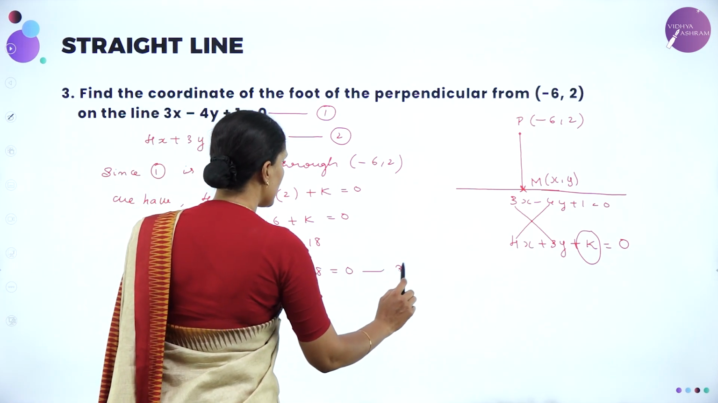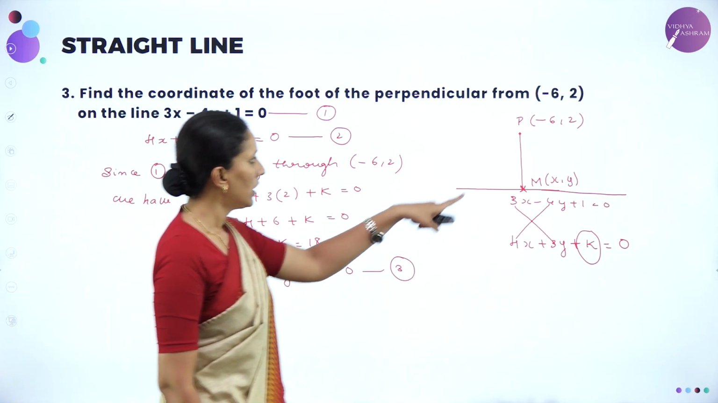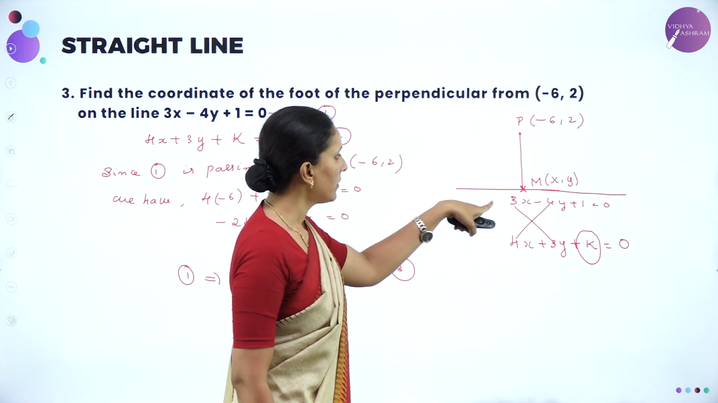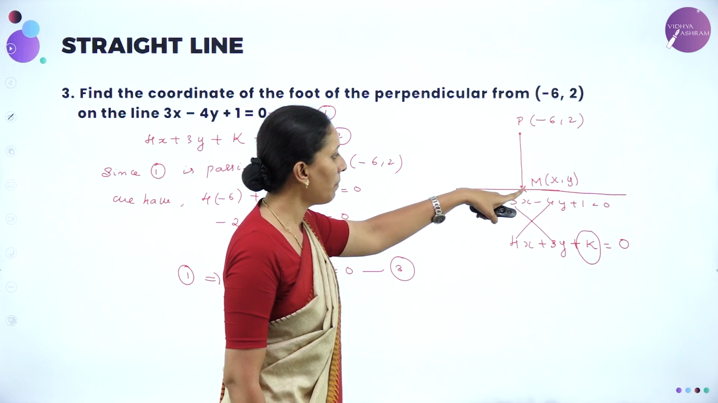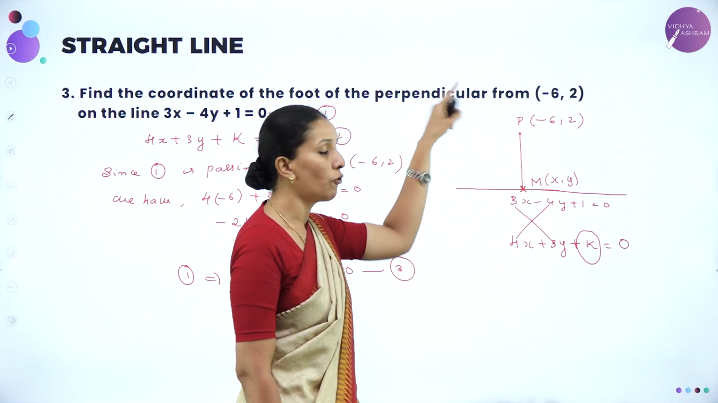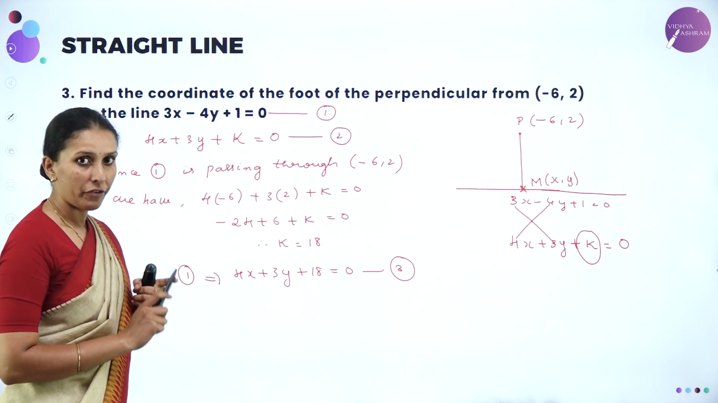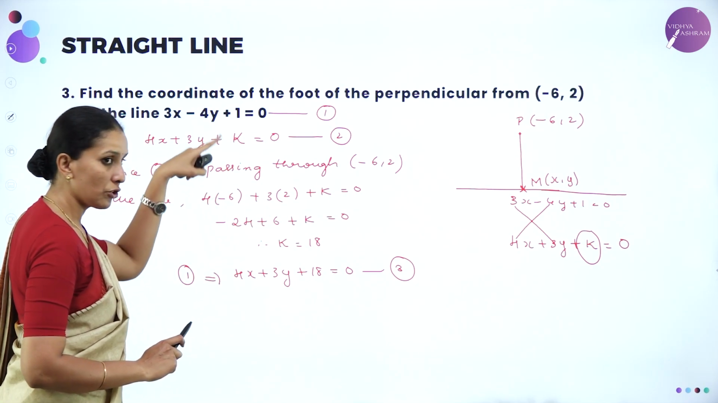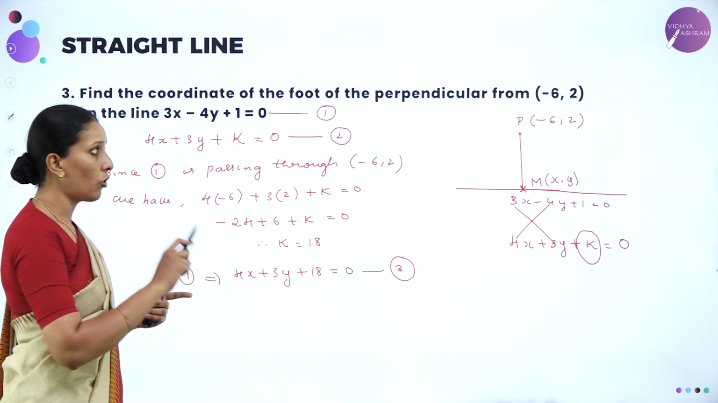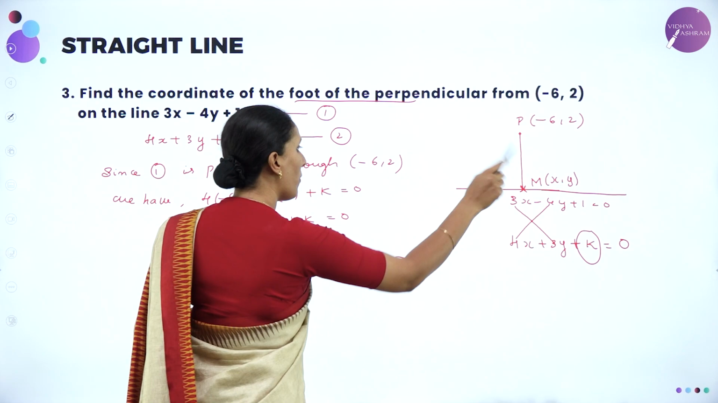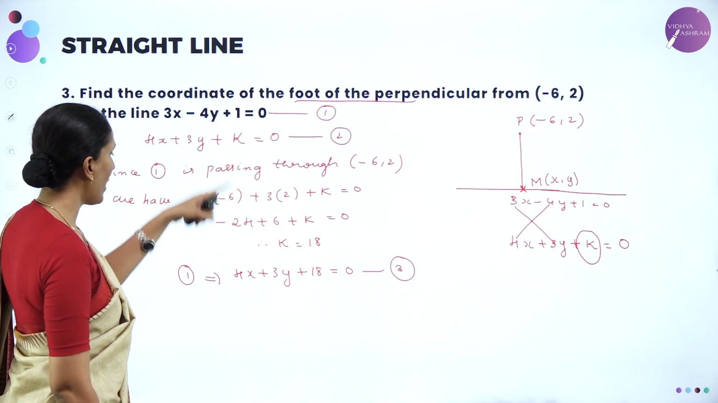Now let me consider this as equation 3. So why do I need equation 3? Because the line 3x minus 4y plus 1 and the line segment PM have a point of intersection which is the foot of the perpendicular. So if I find the point of intersection by knowing the equations of the lines, then I can easily find point M, which is the foot of the perpendicular, also the point of intersection of both lines. Now I have equations 1 and 3.